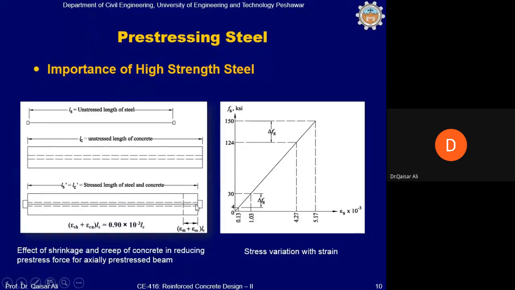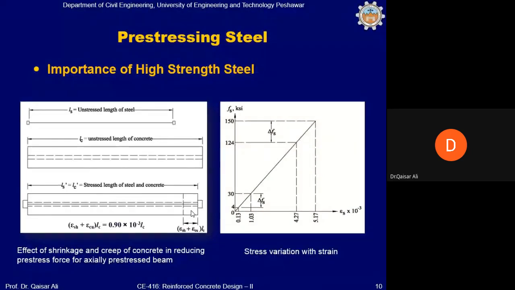if creep and shrinkage occur in the concrete beam, let's say, and the value of this creep, the change in length of the beam due to creep and shrinkage, is such that the strain produced due to steel is completely eliminated. Then there will be no compression force left in the rod.